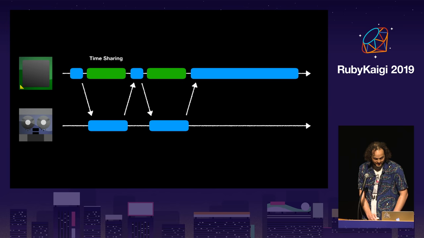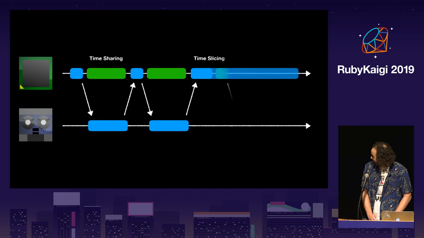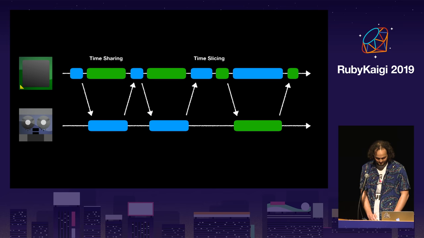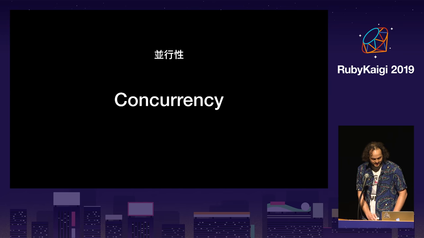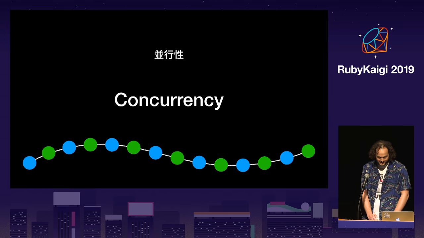By doing this, we can improve hardware utilization. Even if a job isn't waiting on I/O, sometimes we will force a context switch. This is called time slicing. This kind of interleaving of work is referred to, generally, as concurrency. Concurrency allows us to improve the utilization of hardware by sharing it between multiple jobs.